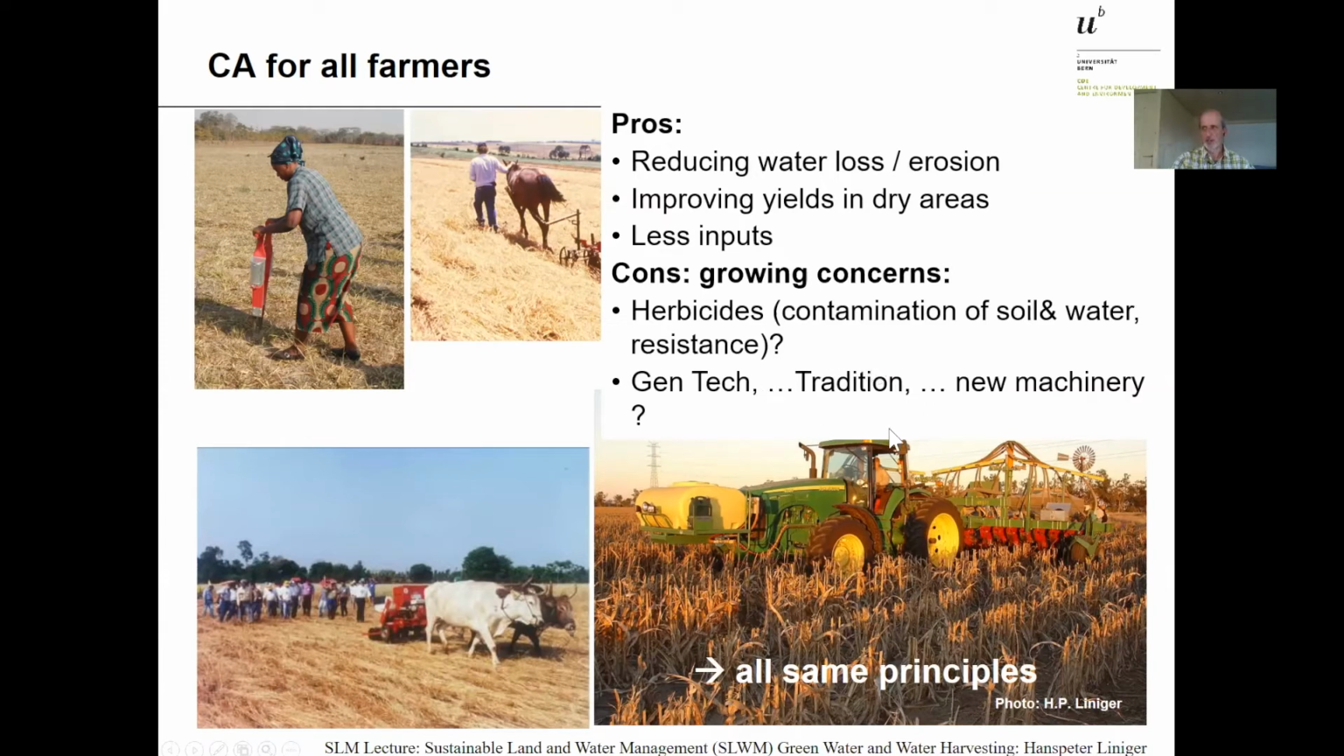And the last one, not to neglect, is tradition. Lots of people are used. The father has done it, the grandfather. Plowing is an issue.